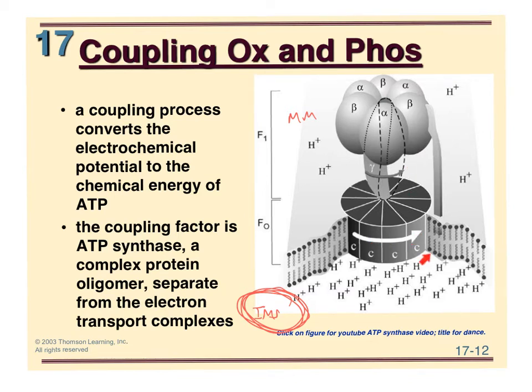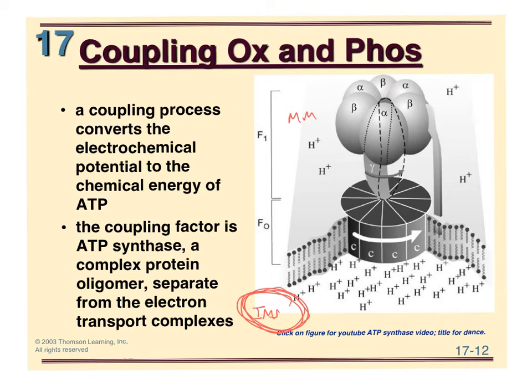Okay. What happens is the protons will actually go through the turnstile, and it literally does turn. I'll show where the ADP and then inorganic phosphate will bind into the region here, and then as it gets turned, it gets forced to be made into ATP, and then it gets released. Okay.